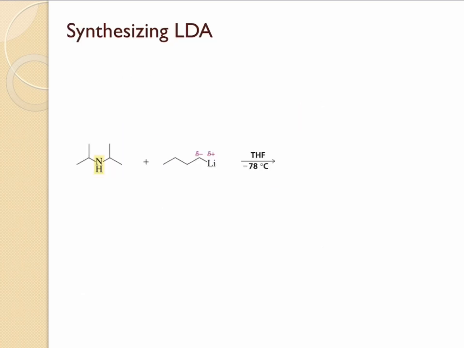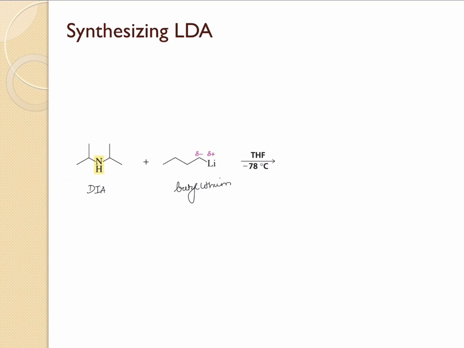How to synthesize LDA? LDA can be easily prepared by reacting diisopropylamine with butyllithium. This is diisopropylamine and this is butyllithium. And butyllithium is an organometallic compound in which the R group right here is going to have a partial negative charge because you do have an adjacent metal atom. This carbon right here will go and grab this hydrogen and will push in those electrons onto nitrogen. So nitrogen can have an extra lone pair of electrons.